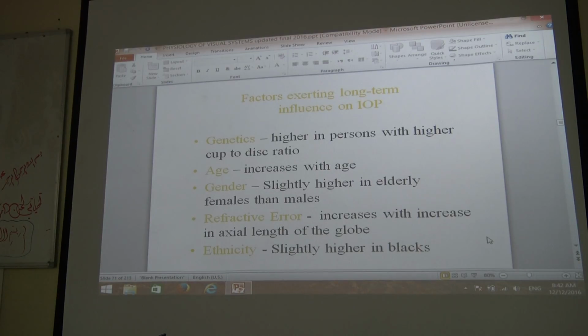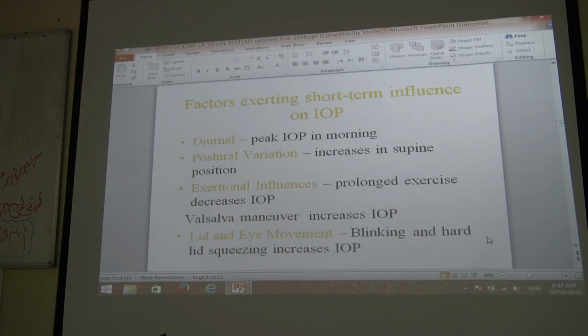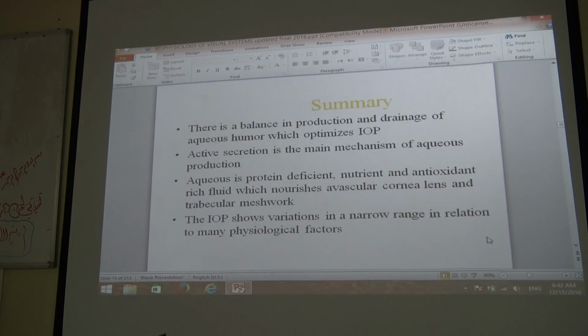Of course, there are many factors that affect aqueous humor: variability between sexes, between races, between ages, between activities, sleep, and so on. So you should know what increases the aqueous humor, what decreases the intraocular pressure, and what increases or decreases it.